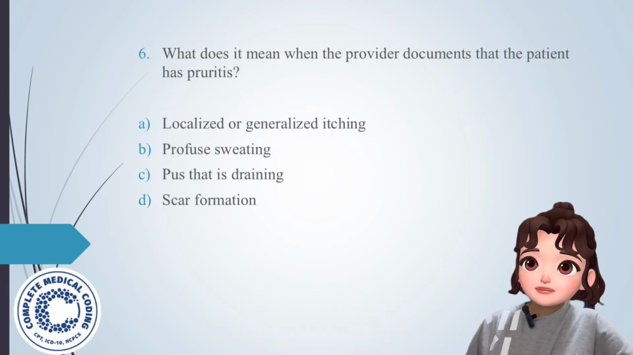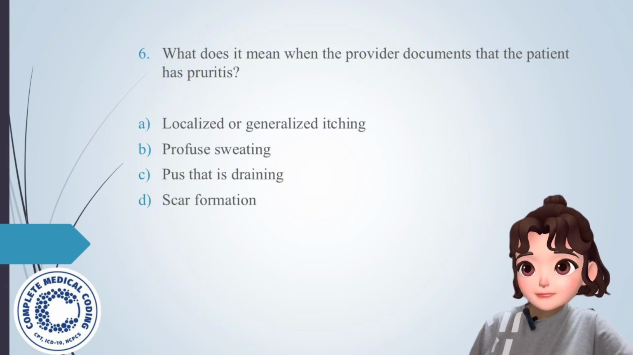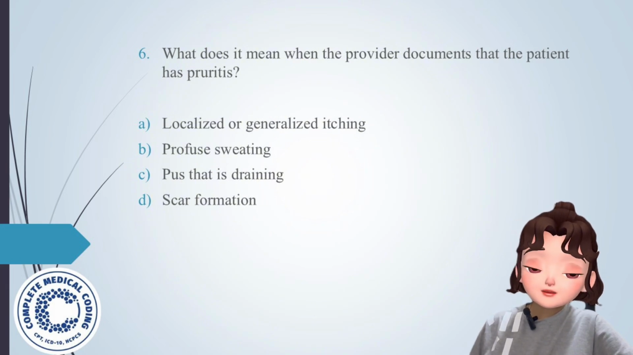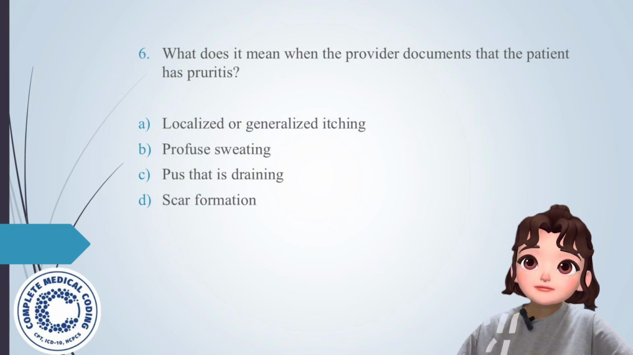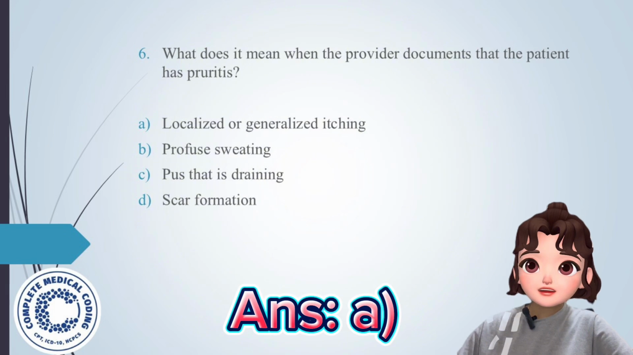Now 6th question. What does it mean when the provider documents that the patient has pruritus? What is the meaning of pruritus? Pruritus means itching. So it's option A, localized or generalized itching. So when the provider documents that the patient has pruritus, it means the patient is having either localized itching or generalized itching.